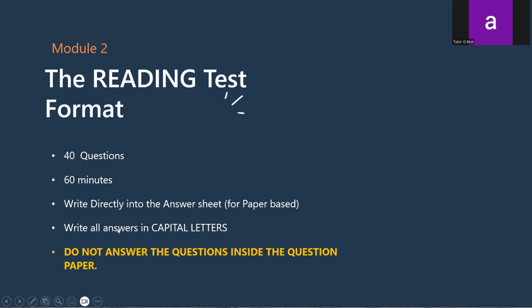Now, write all your answers in capital letters. Remember what I said in listening. The same thing is applicable to reading. Put all your answers in capital letters inside the answer sheet. For computer-based, just put on caps lock and write all your answers in capital letters. Do not answer your questions inside the question paper, please, because they won't give you time to transfer to an answer sheet. That means you'll be submitting a blank answer sheet. That's automatic 0.